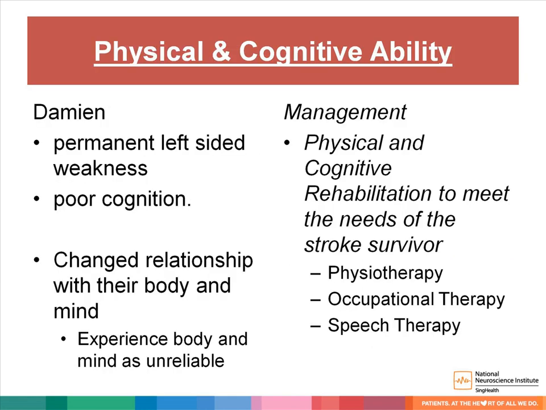The first factor is physical and cognitive ability. Damien suffered permanent left-sided weakness and poor cognition due to his stroke. Stroke survivors, due to the changes that they experience to their body and the mind, also experience a change in the relationship they have with their body and mind. Many experience the body and mind to no longer be reliable. In other words, they feel they cannot depend on it to function the way it did before.